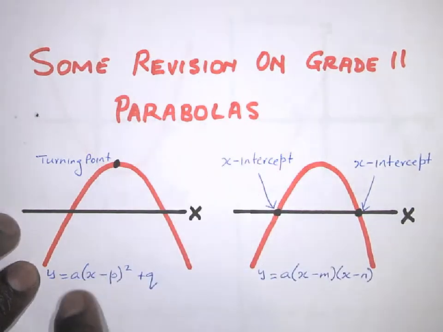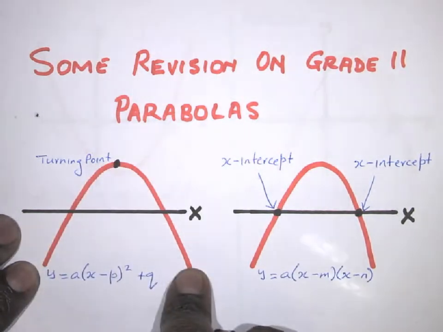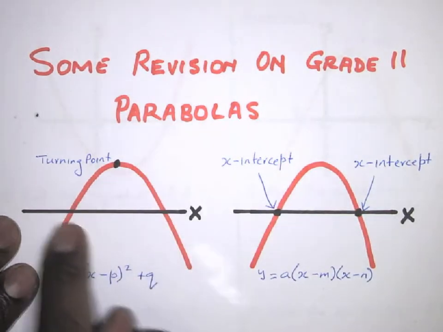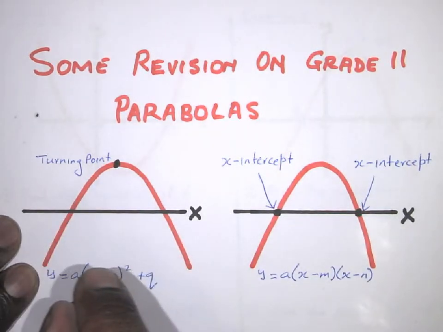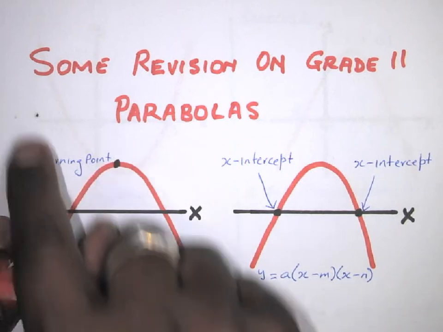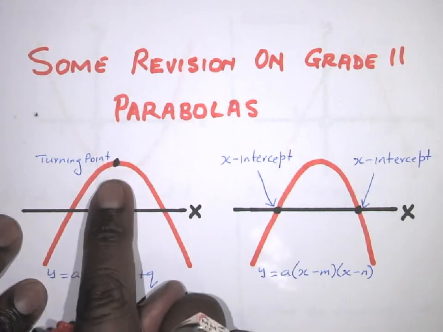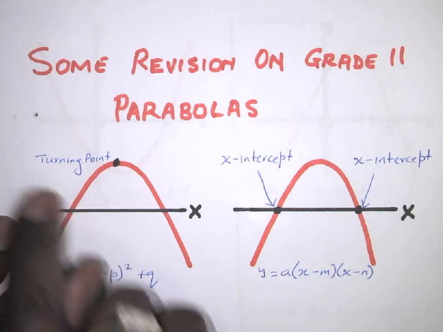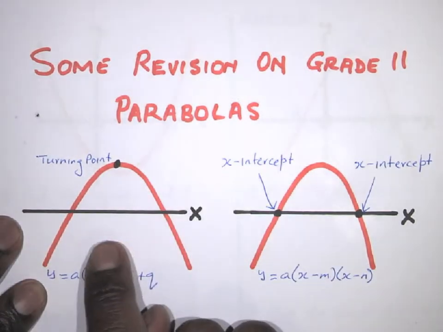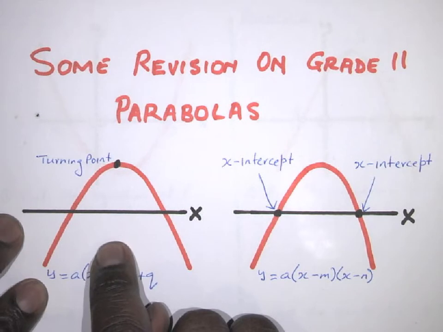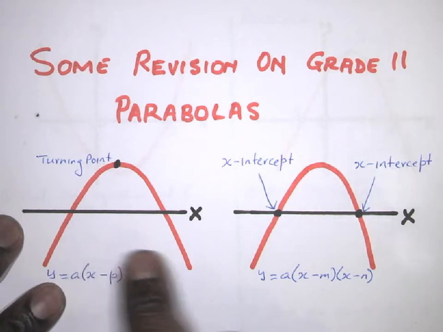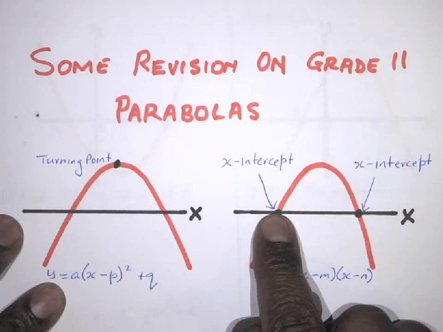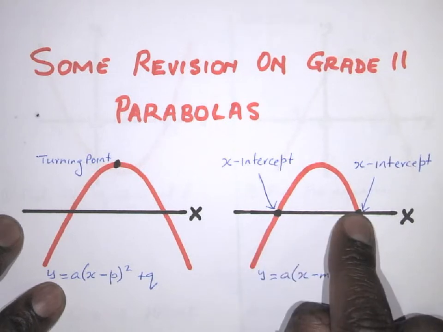Recall that a parabola has a shape like this, or sometimes a shape like this, but in this case we're looking at shapes like that or like that. The parabola has a turning point, which is the maximum point of the graph. Sometimes it's shaped like this, and then we'll have a minimum point. A parabola may sometimes cut the x-axis, so we may have an x-intercept, another x-intercept over there.